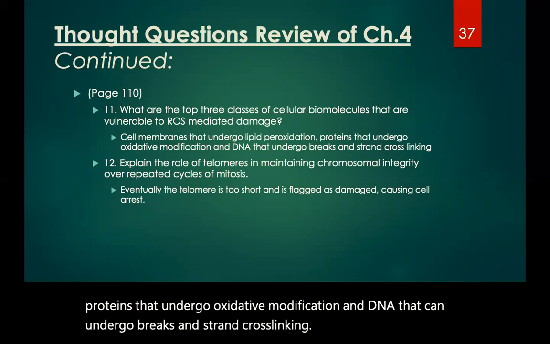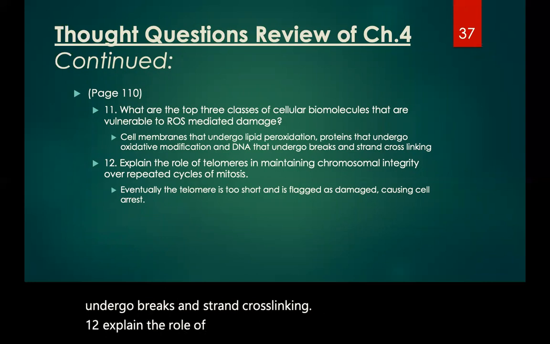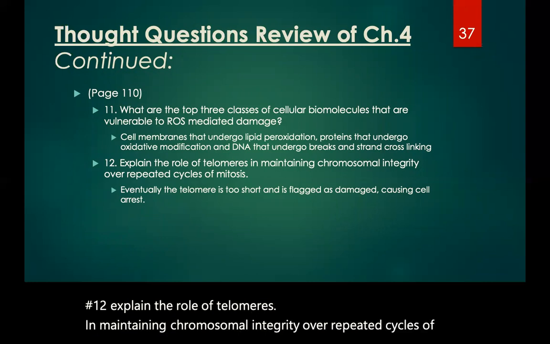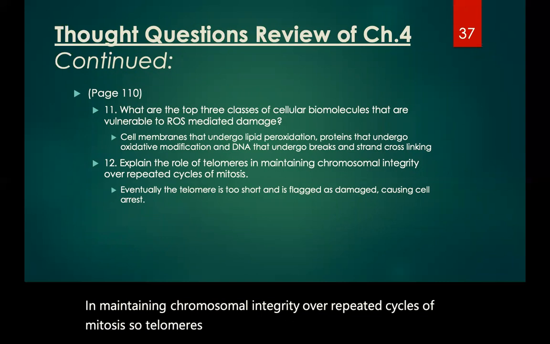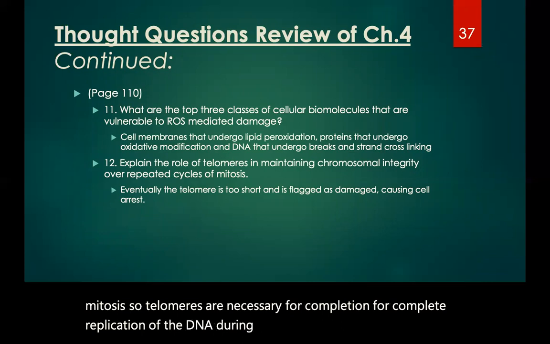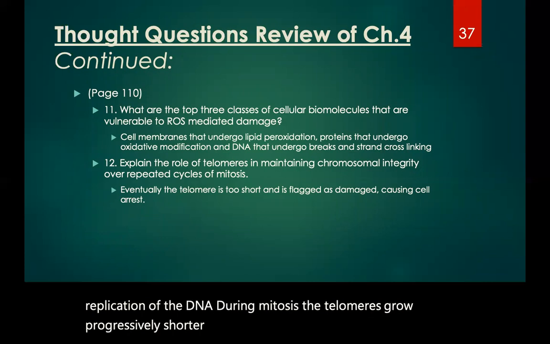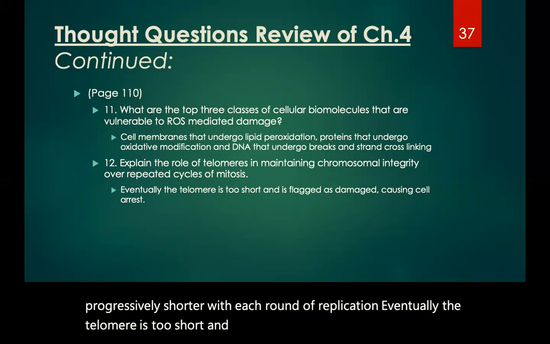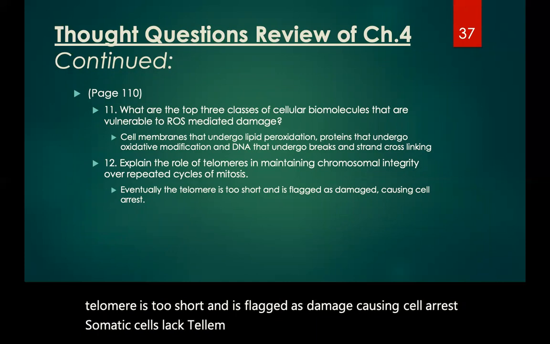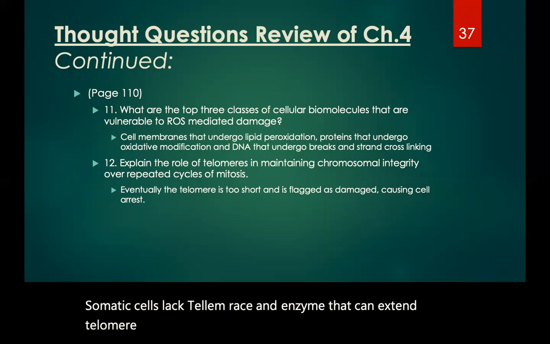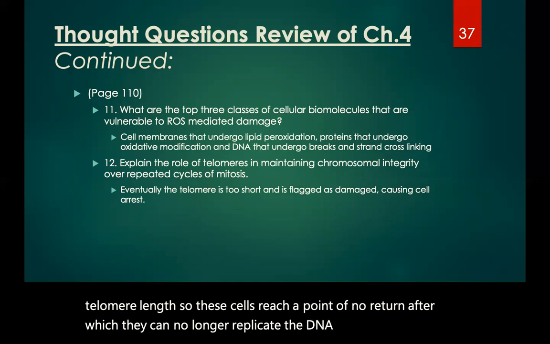Number 12, explain the role of telomeres in maintaining chromosomal integrity over repeated cycles of mitosis. So telomeres are necessary for complete replication of the DNA during mitosis. The telomeres grow progressively shorter with each round of replication. Eventually, the telomere is too short and is flagged as damaged, causing cell arrest. Somatic cells lack telomerase, an enzyme that can extend telomere length. So these cells reach a point of no return, after which they can no longer replicate the DNA and produce daughter cells.